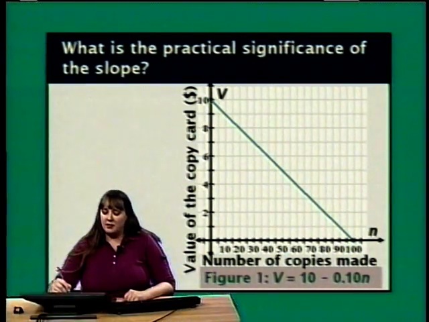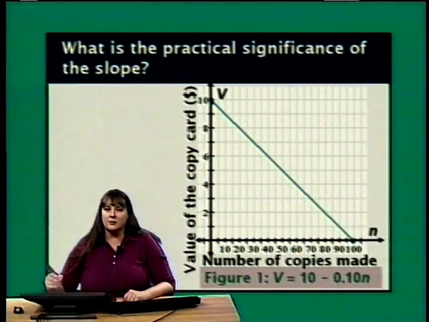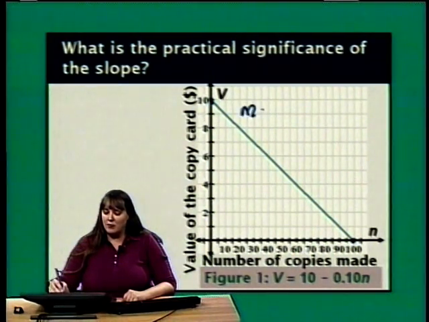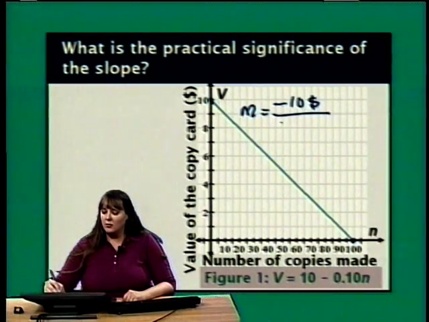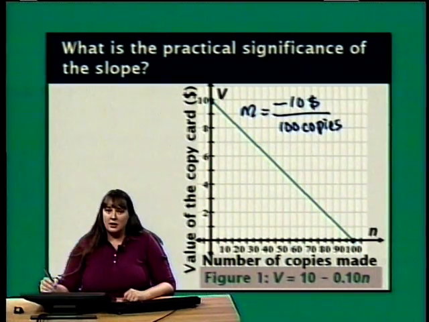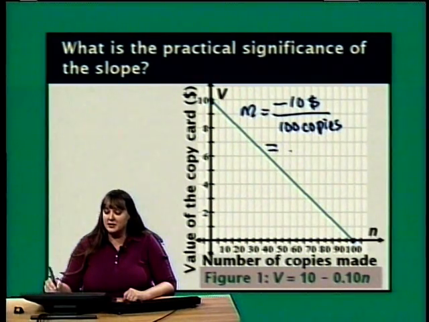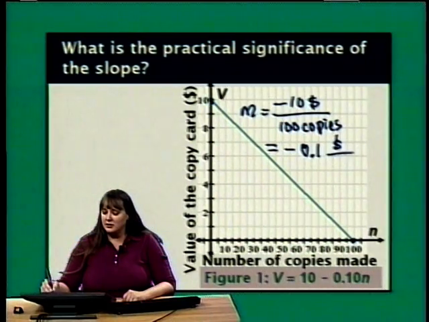Well, thinking about the vertical and horizontal intercepts that we just looked at, to get from the vertical intercept to the horizontal intercept, it looks like we have a rise of negative $10 and a run of 100 copies. 10 over 100 is 1/10, which we can write in decimal form as 0.1. So we have negative $0.1 per copy.